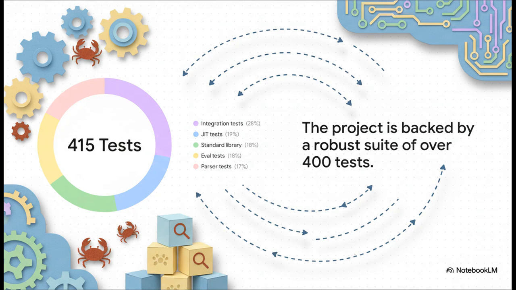And here's what makes this project more than just an academic sketch: the rigorous testing. We're talking about over 400 tests that cover every single component, from the parser all the way to the JIT compiler. This comprehensive test suite means that, yeah, it might be a work in progress, but it's an incredibly robust and well-verified piece of software.